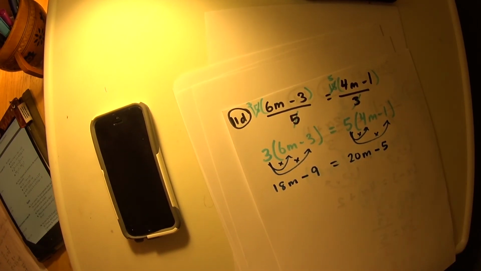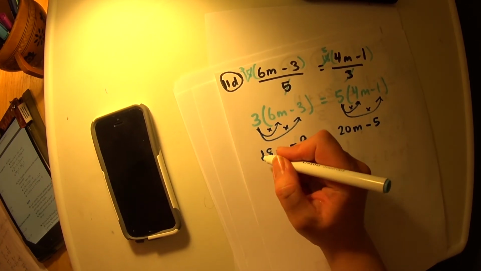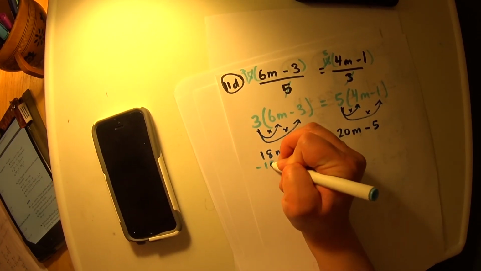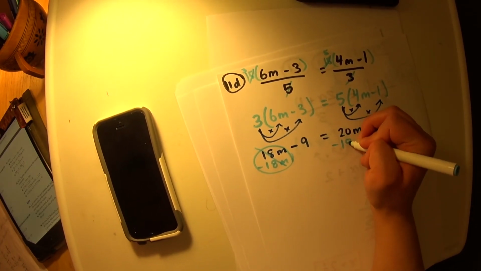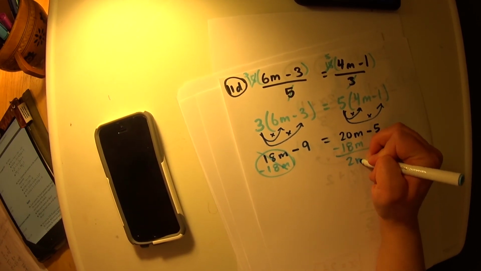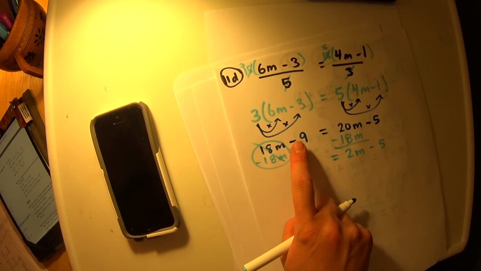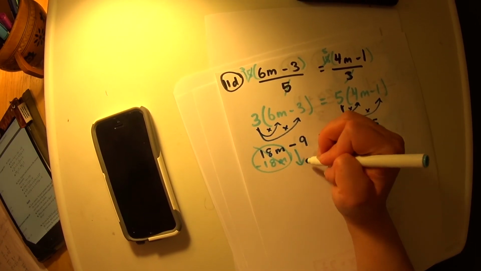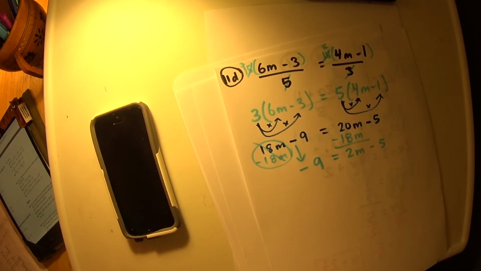Now the variables need to be on the same side. The opposite of positive 18m is minus 18m, gone. Same thing to the other side. 20m minus 18m leaves me with just 2m. Careful: if you're left with a subtraction sign, you must bring it down and treat it as a negative. So that's negative 9 is equal to 2m minus 5.